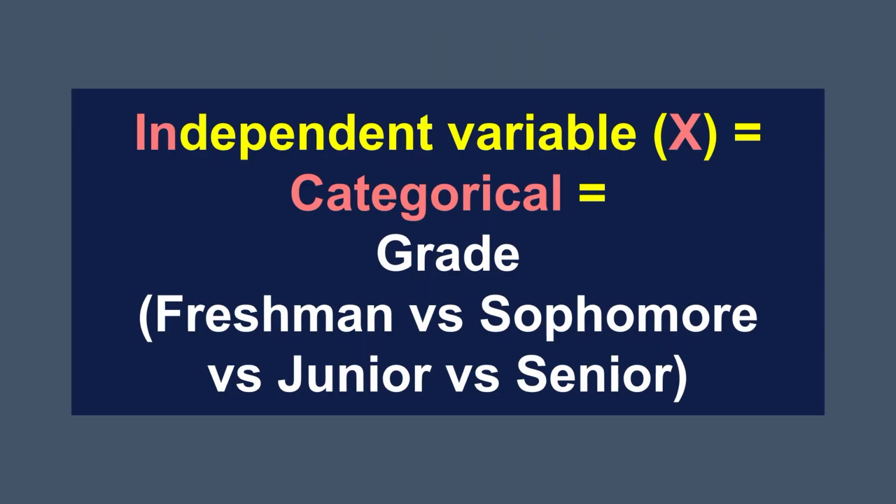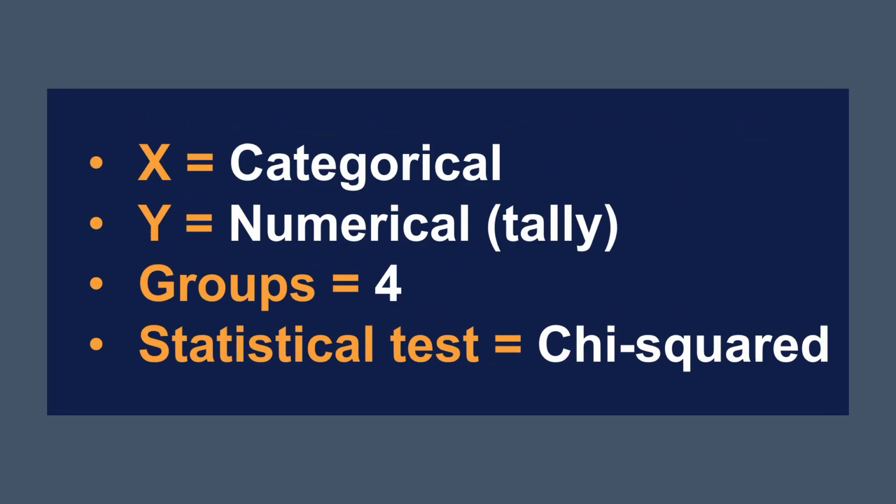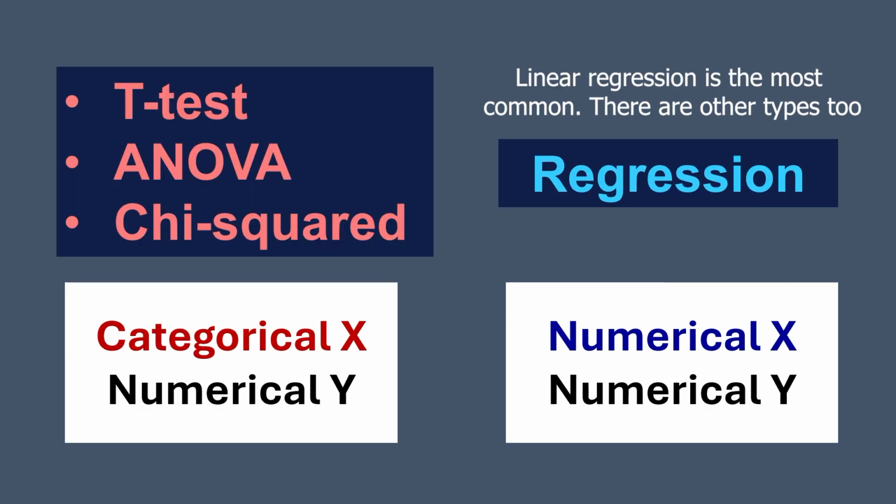So back to the first example, because there's a categorical x and a numerical y, but this number is a tally instead of an average, it's the perfect time to do a chi-square. Finally, we have regression. You use regressions when all the variables are numerical, no categoricals.